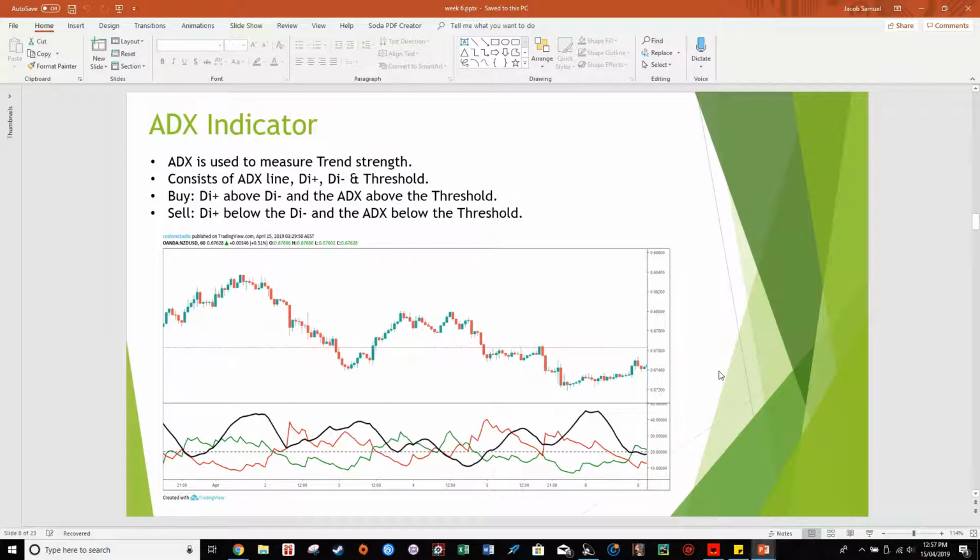Alright, so now please write this down. When the ADX is above the threshold level, it is gaining strength. What's gaining strength? The trend. So when the ADX is above the threshold level, the trend is gaining strength. When the ADX is below the threshold level, the trend is losing strength. Is everyone good with that so far?